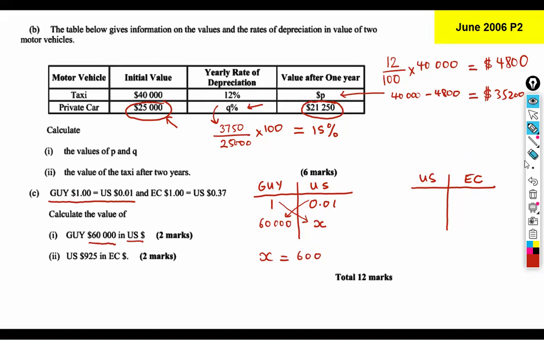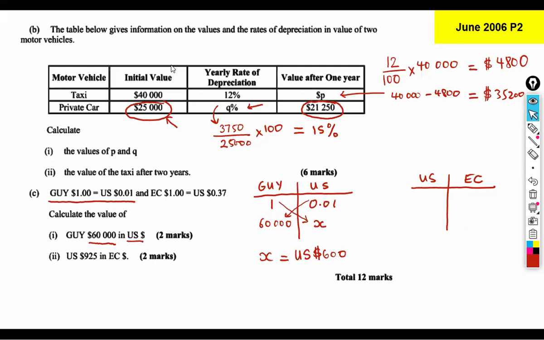Well, to get full marks in the exam, right? If it's US dollars, you have to write it like this. US, put the dollar sign just like this, and put the 600. Otherwise, you don't get full marks for it in the exam.